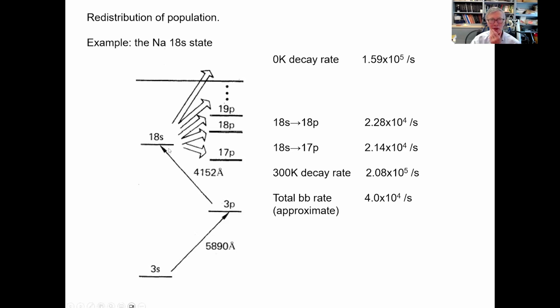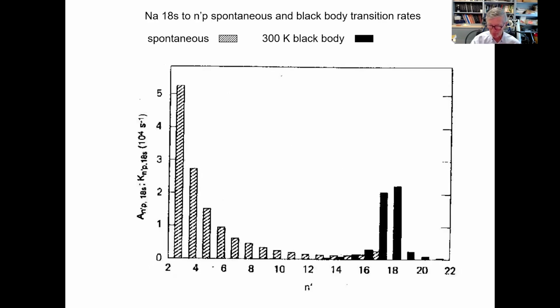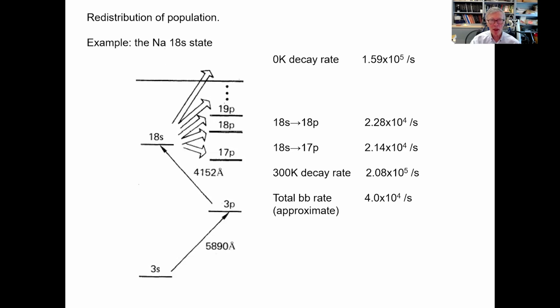But in fact, at 300 Kelvin, it's driven to these other nearby P states, okay? And at rates that are not insignificant compared to the normal radiative decay rate. And the other thing that's true is that, of course, you can absorb a photon. You can absorb a black body photon and go up in energy, or you can have stimulated emission and go down in energy. So black body radiation drives atoms not only down, but also up.